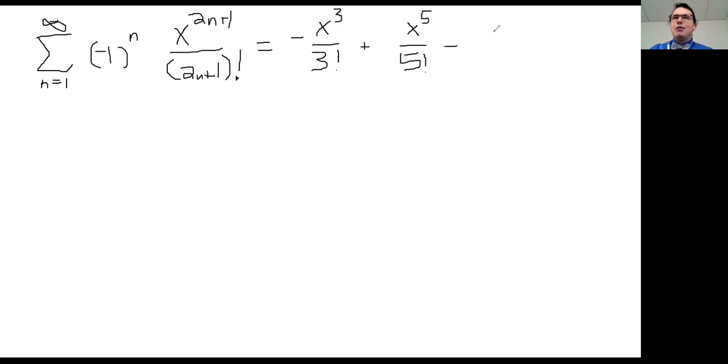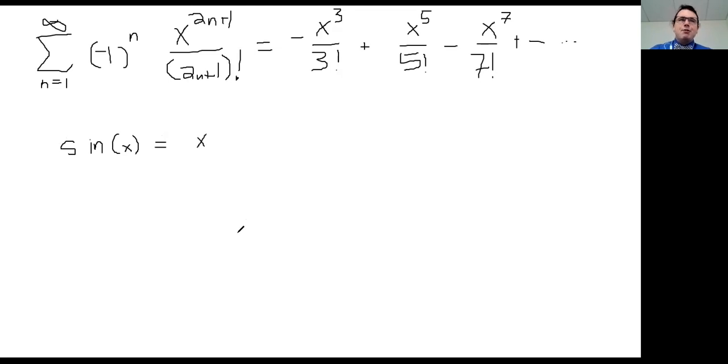And then I'll continue. I'll have minus x to the 7th over 7 factorial and plus x to the 9th over 9 factorial and minus x to the 11th over 11 factorial. That's going to continue following the same pattern that I expect to see from the sine function. All right. Well, let me write out the Maclaurin series for the sine function, and I'm going to write it out using my ellipsis rather than the sigma notation.